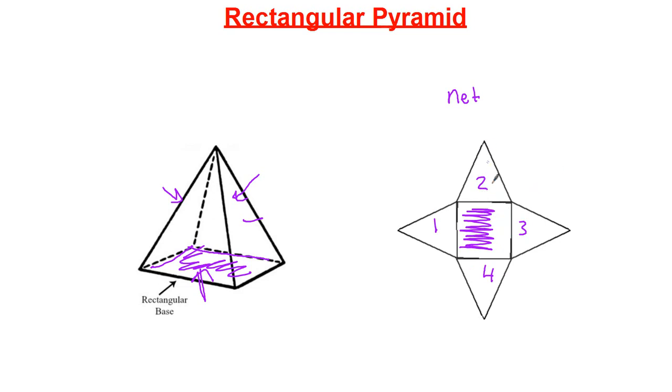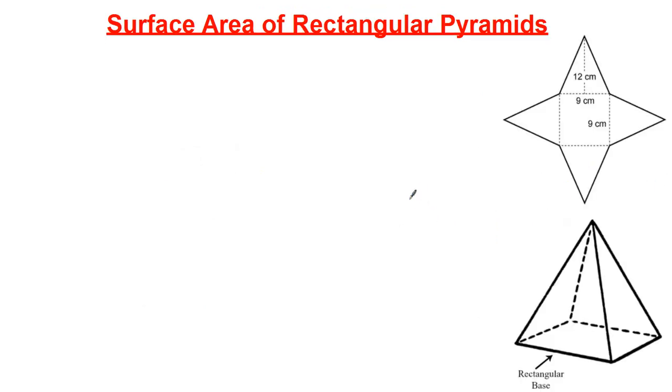So we could calculate for one triangle and then multiply by 4, but it's not always going to be the same size for each triangle. Just be aware of that. Now over here, as you can see, the dimensions of the square is 9 and 9, so the square has a total area of 81 centimeters squared.